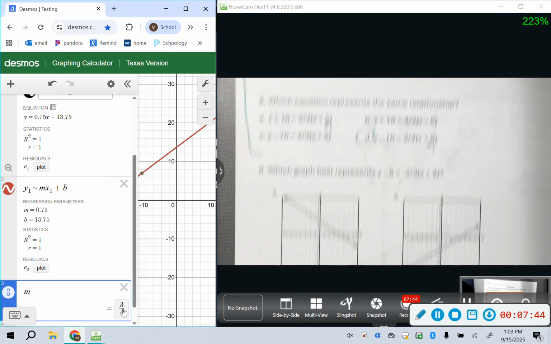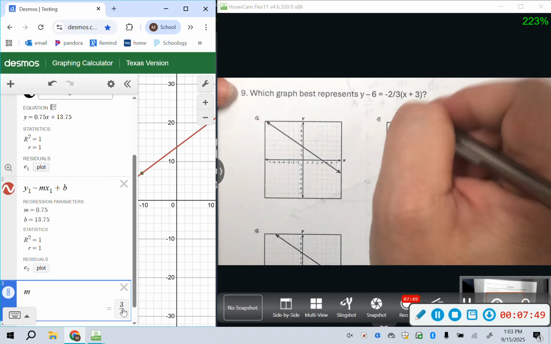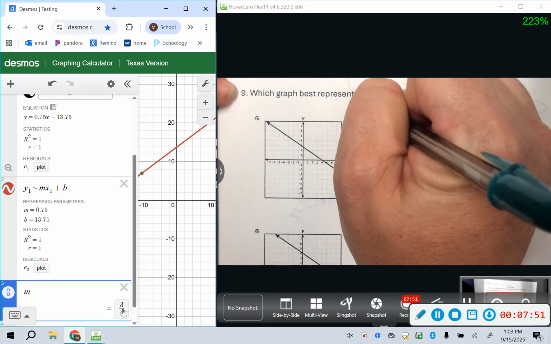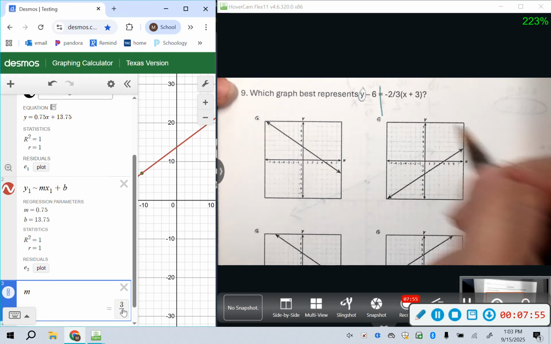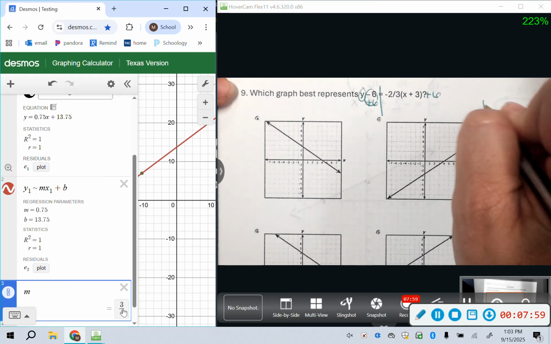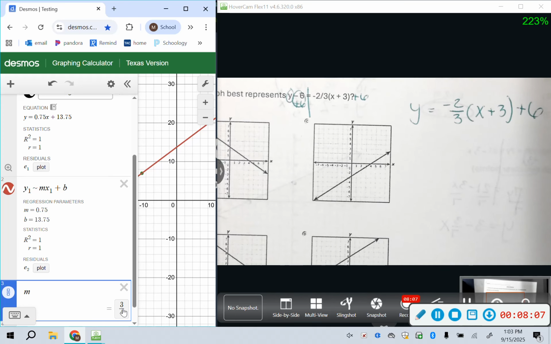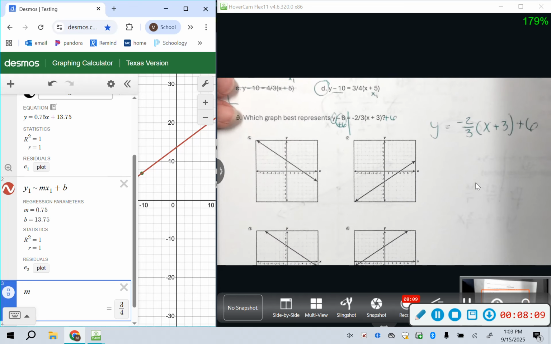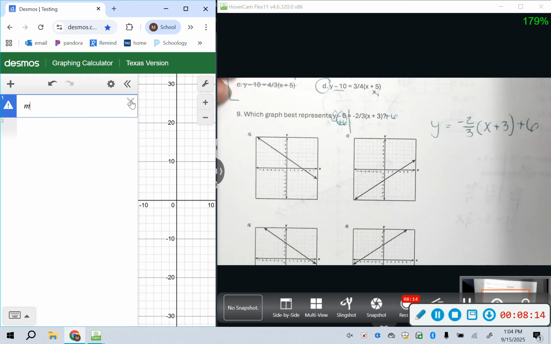Okay, look at number 9. Which graph best represents this equation? Well, this is point slope. Remember, when we have it in point slope, we have to move what's next to our y. Well, I have a -6, and I do +6, +6. And that leaves me with y equals -2/3 x plus 3 plus 6. Whoop. And now I can type that in my calculator and see which graph best fits it. So let's type all that in.